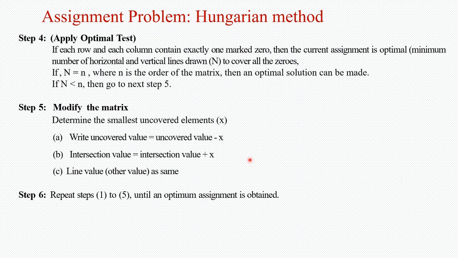Step 5. Modify the matrix. Determine the smallest uncovered element x. Uncovered value equals uncovered value minus x. Intersection value equals intersection value plus x. Line values, that is the other values, remain the same. Step 6. Repeat the steps until an optimum assignment is obtained.